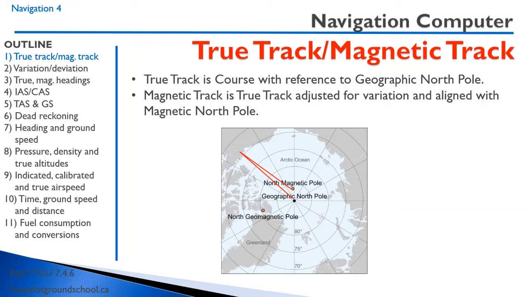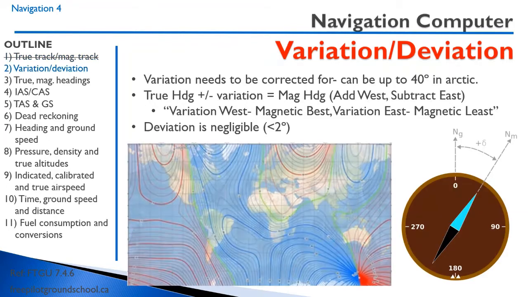So, quick review from previous lessons. We have true tracks and magnetic tracks. Track is the direction that you're moving over the ground. We can have that with reference to true north and/or magnetic north. So magnetic track is true north adjusted for the variation and aligned with the magnetic north pole.